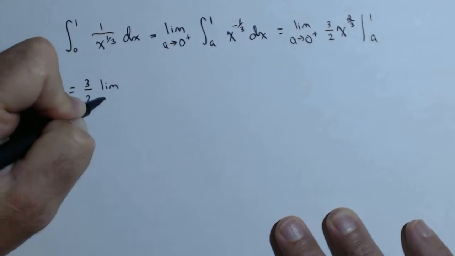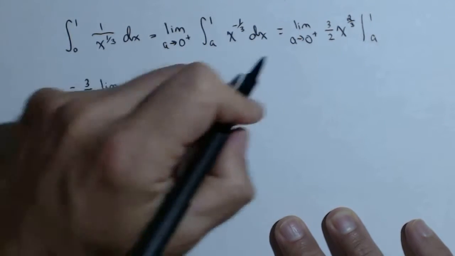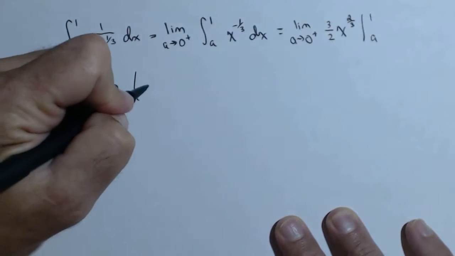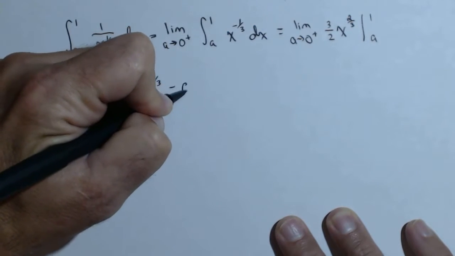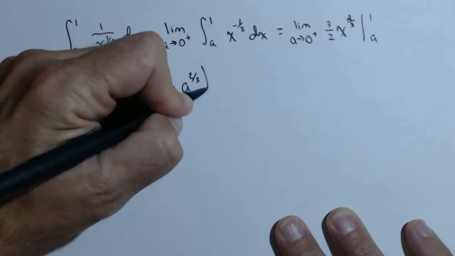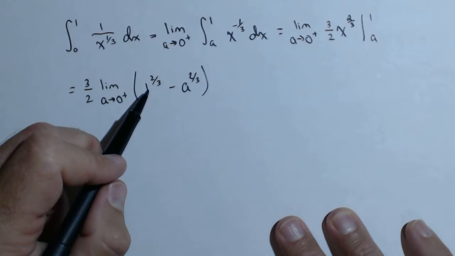So we'll deal with the limit first because that's the most important part. And plugging these in, we have 1 to the 2/3 minus a to the 2/3. Now this doesn't depend on a, so this is just going to be 1.